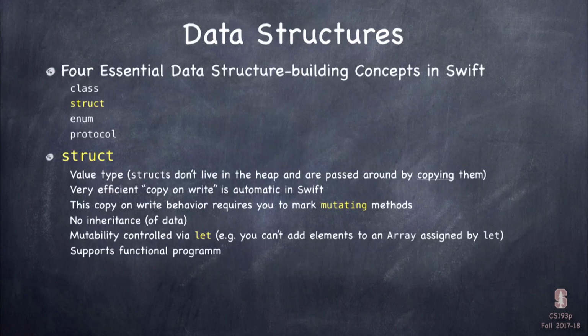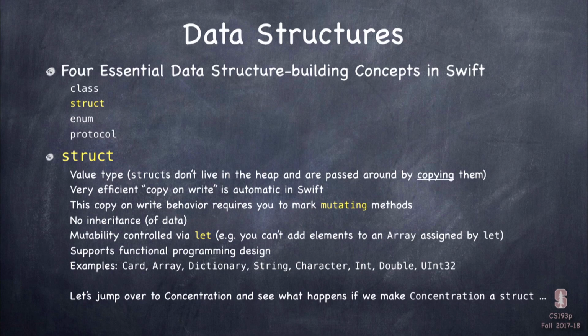All right. Back to our list of data structures here. Of course, there's struct. We know about that. It's a value type. It's copy on write. There's no inheritance of data, but you're going to learn with protocols there is inheritance of functionality. In fact, multiple inheritance of functionality. And you've seen examples of structs: Card, Array, Dictionary, String, Character, Int, Double, UInt32. Lots of structs have happened there. And I have here, let's jump over to Concentration and see what happens when we make Concentration a struct. How about I start off the next one with that, because we're pretty much out of time here.